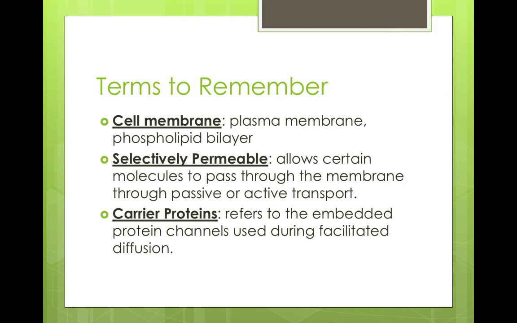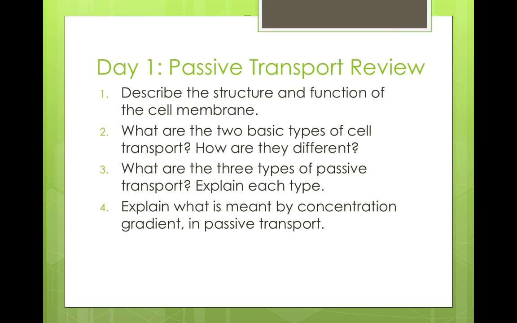So there you go. Here's our review for today on passive transport. First thing, remember we first talked about the cell membrane. So make sure that you can describe the structure and the function of the cell membrane. Please review over that. You need to make sure that you know the two basic types of transport, passive and active, and how they're different. The main thing is that passive doesn't use energy, while active does need energy. And then make sure you know the 3 types of passive and the 3 types of active.